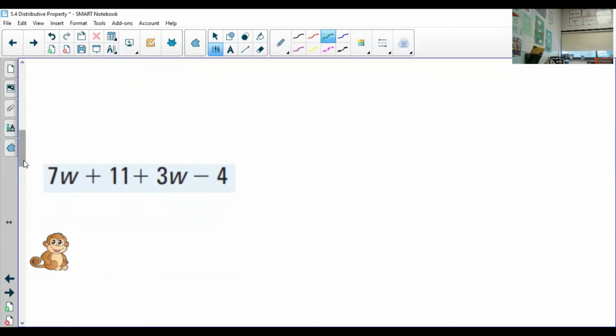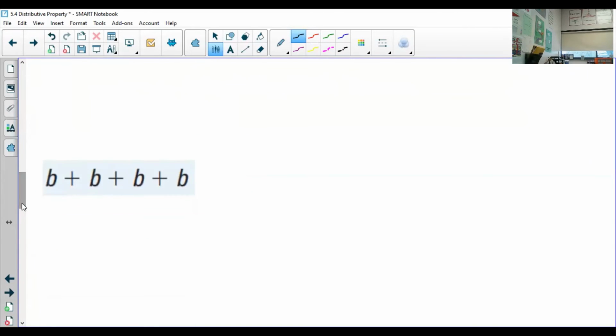W's and regular numbers: 7w plus 11 plus 3w minus 4. Okay, I've got w's that can go together, and I've got 11 and a minus 4 that can go together. So first we'll do the variables. What's 7 plus 3? 10w. Then I have a plus 11 right here, minus 4. What's 11 minus 4? 7. So 10w plus 7.